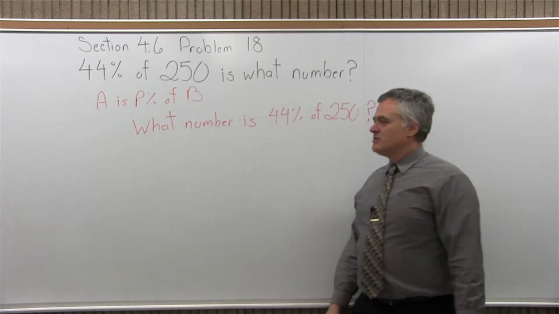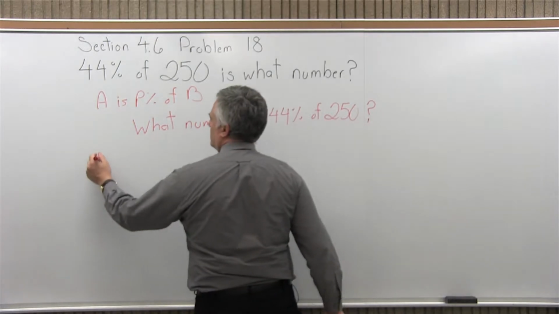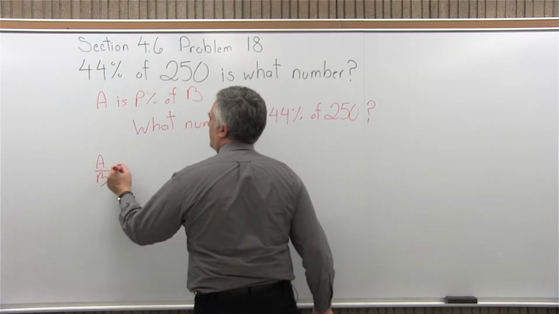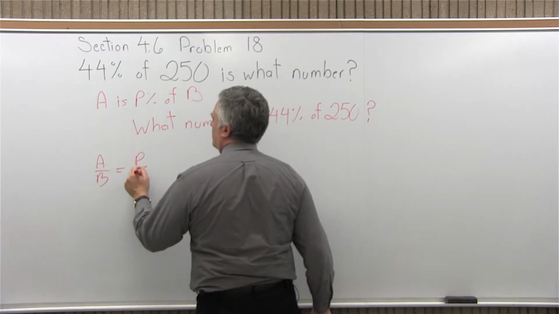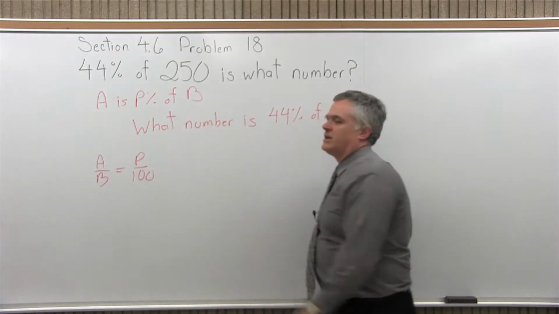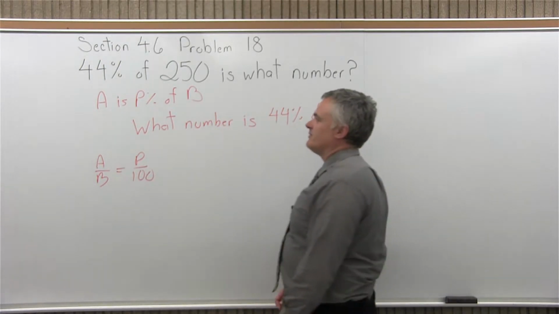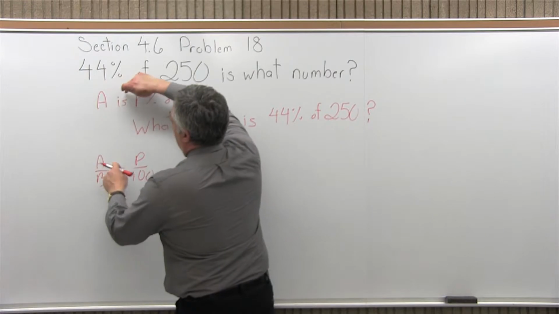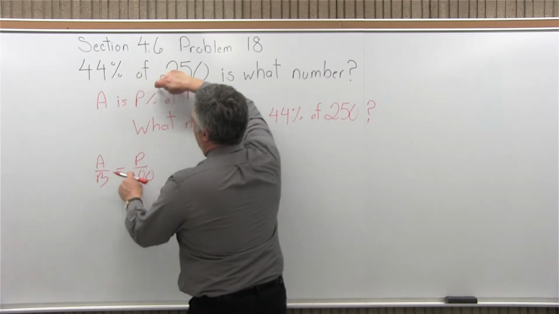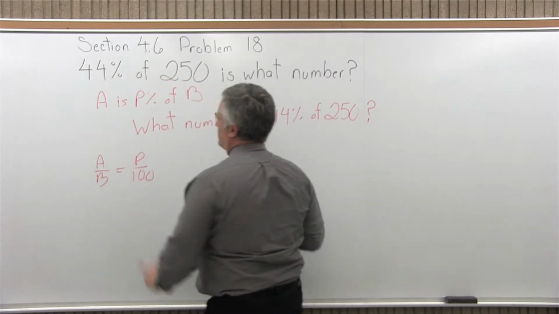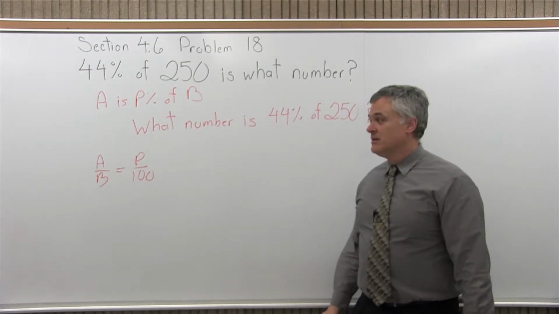So now I can use my proportion format. I'll use the formula A over B equals P over 100. And what I always say is as you fill it in, you start with A and you just go around the circle. A is P% of B. Just go around the circle, start at A and come back.